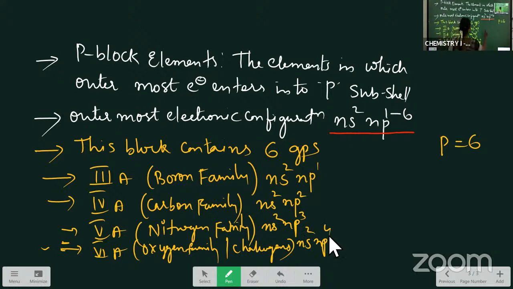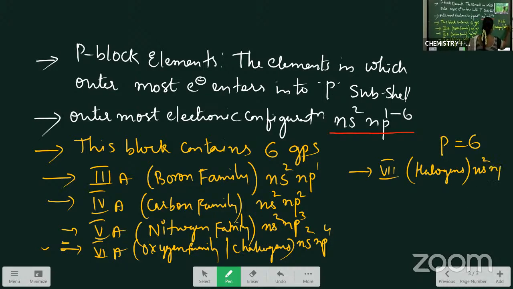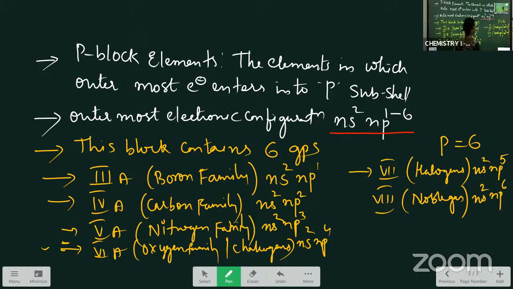Then the last ones. The 17th group is called halogens. The configuration is NS2 NP5. Then the 18th group is called noble gases, the 0 group elements. The configuration is NS2 NP6. So these are the various groups present in this block.